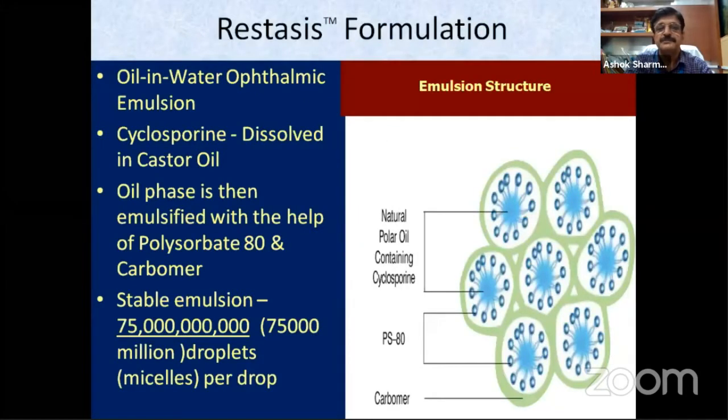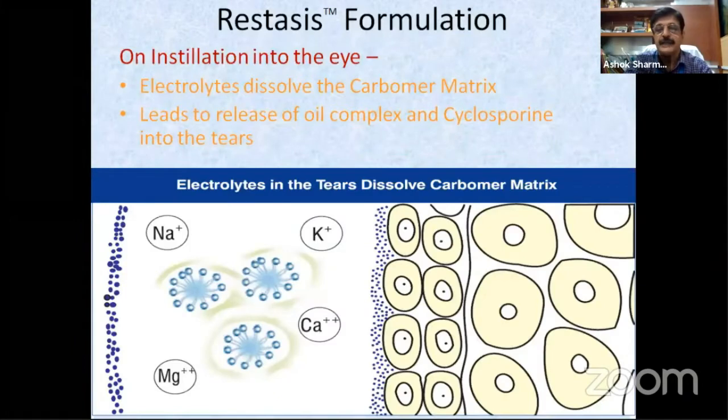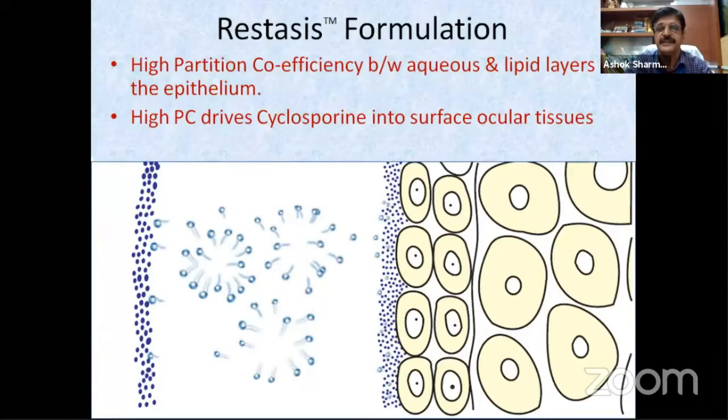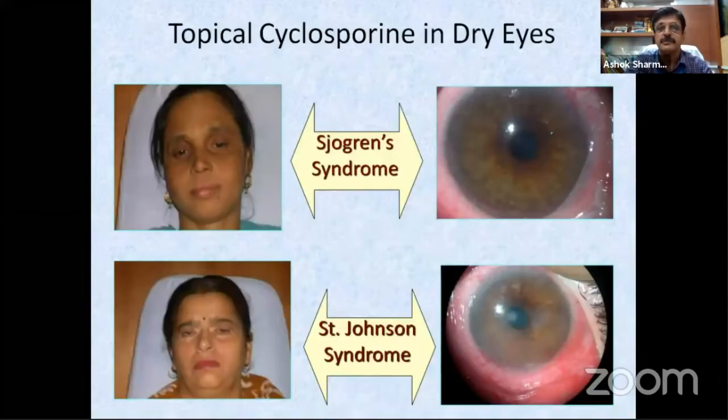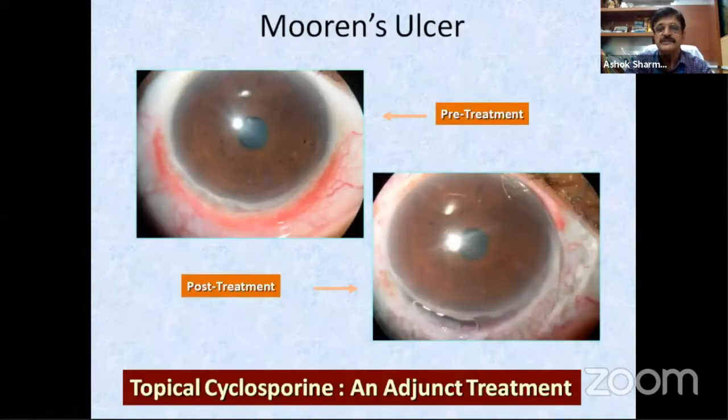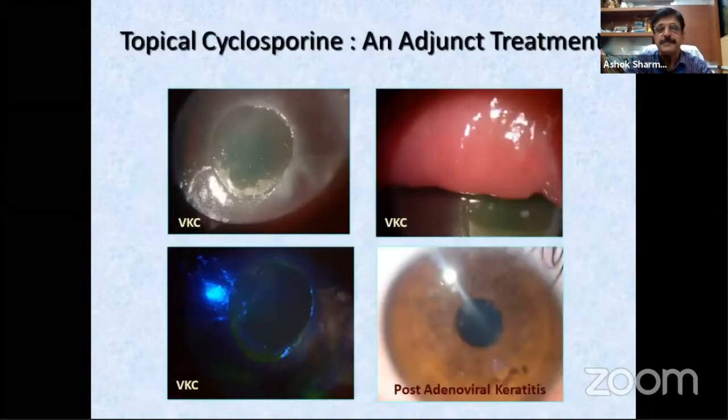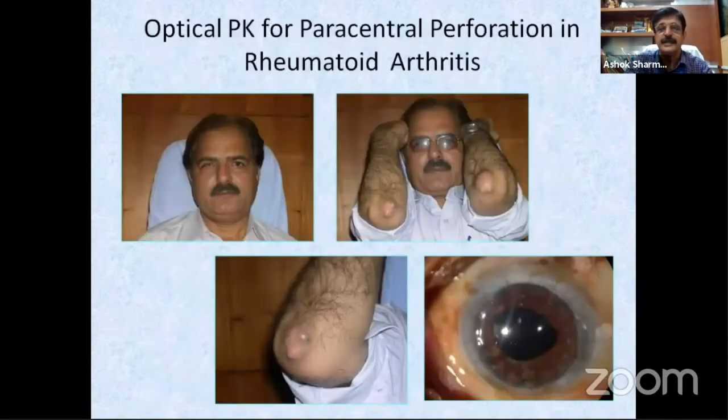And there is a preparation with a similar formulation, and one drop of this preparation releases 75 million droplets of one drop. Because of this preparation, it has a very high level at the interface and is effective at a low concentration. Now, topical cyclosporine can be used in several clinical situations to decrease inflammation in chronic patients. In Mooren's ulcers also, we can use it as an adjunct treatment. Topical cyclosporine can also be used for VKC patients with vernal ulcers, or for adenoviral keratitis.